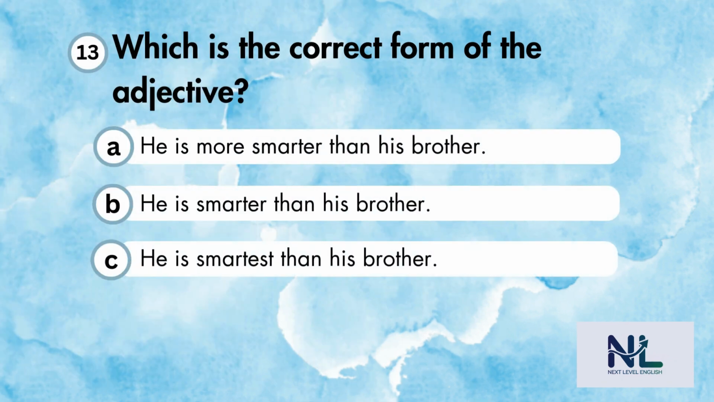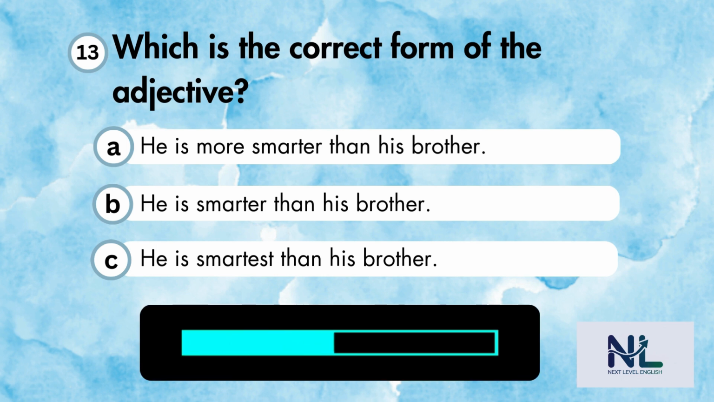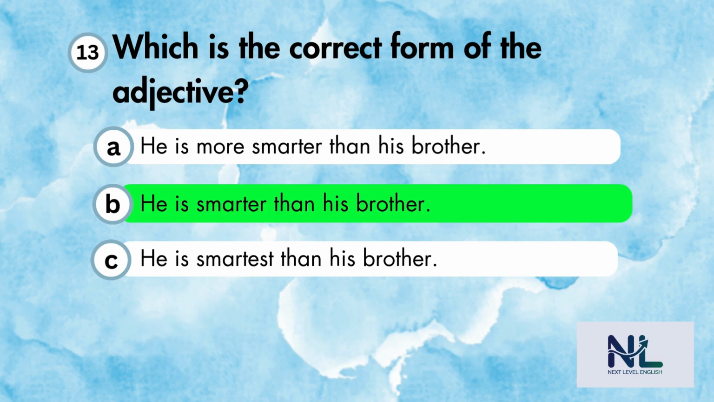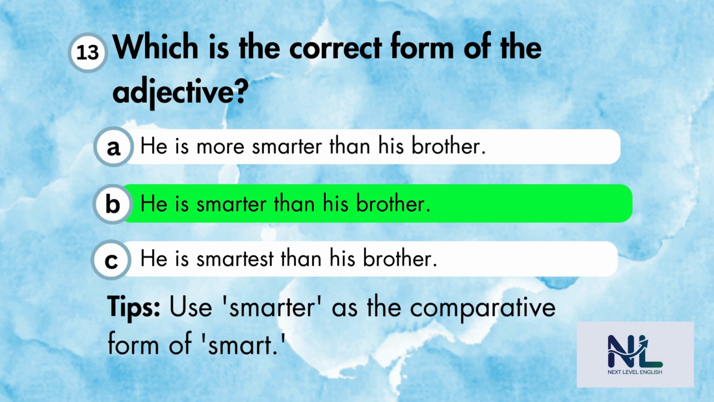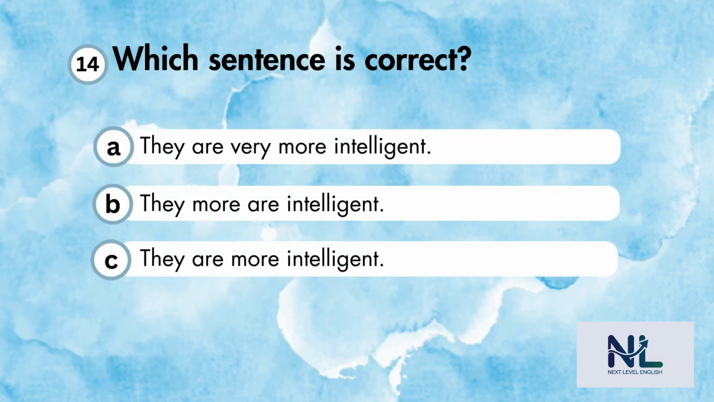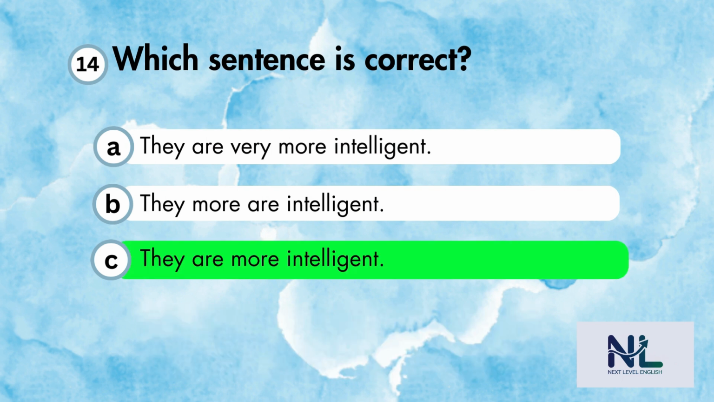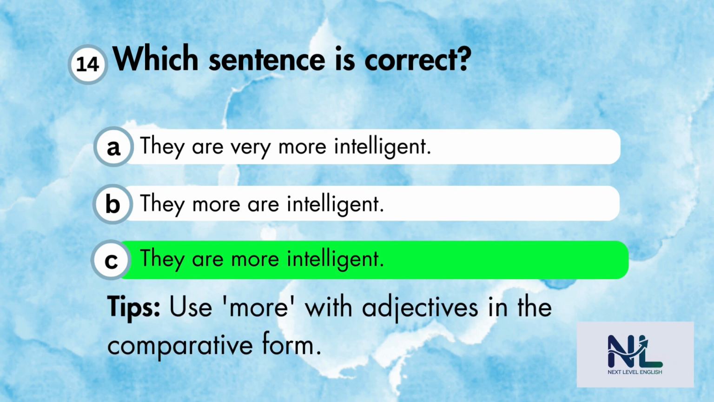13. Which is the correct form of the adjective? He is smarter than his brother. Tips: use smarter as the comparative form of smart. 14. Which sentence is correct? They are more intelligent. Tips: use more with adjectives in the comparative form.